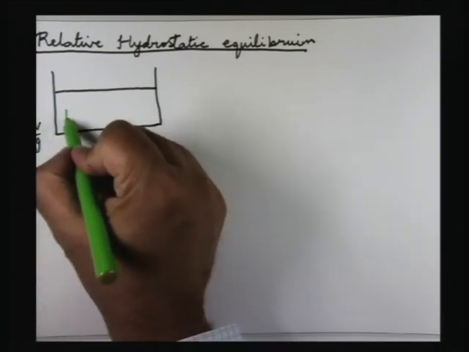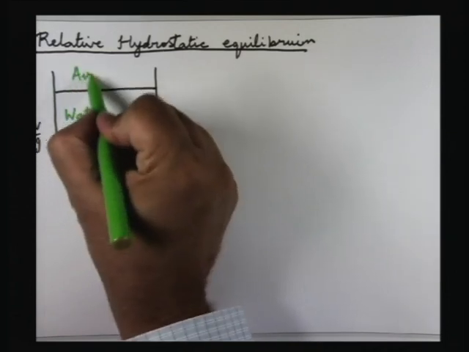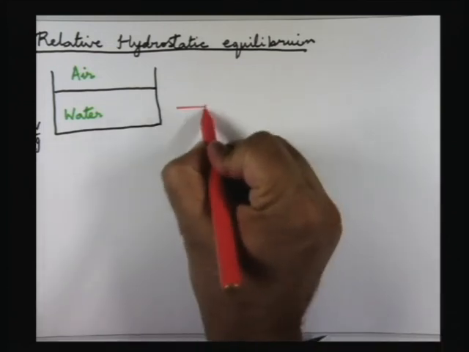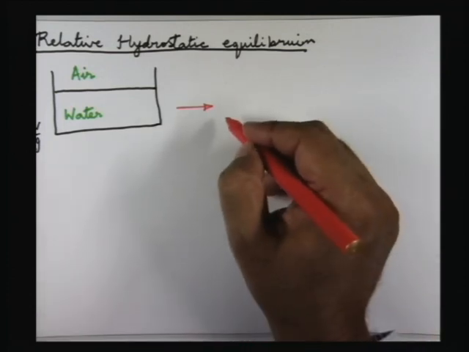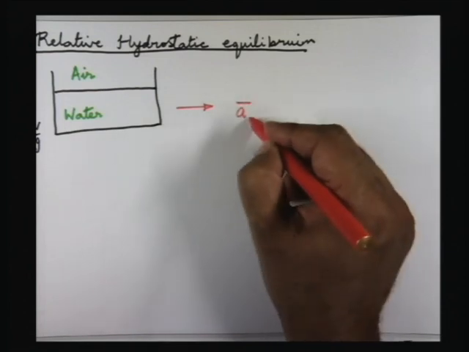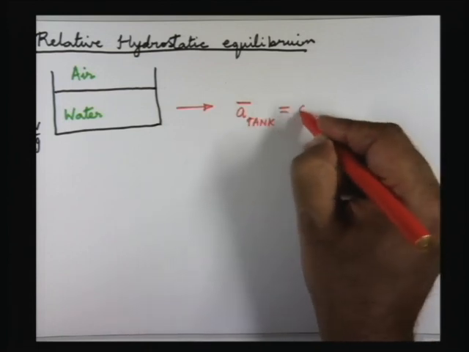So let us say you have water in the tank and air above. Now suppose I apply an impulsive force to this and start to accelerate it. So the container moves to the right, and we'll consider a situation where the acceleration of the container is constant. So if A is the acceleration of the container or tank, whatever you call it, A of the tank is constant.